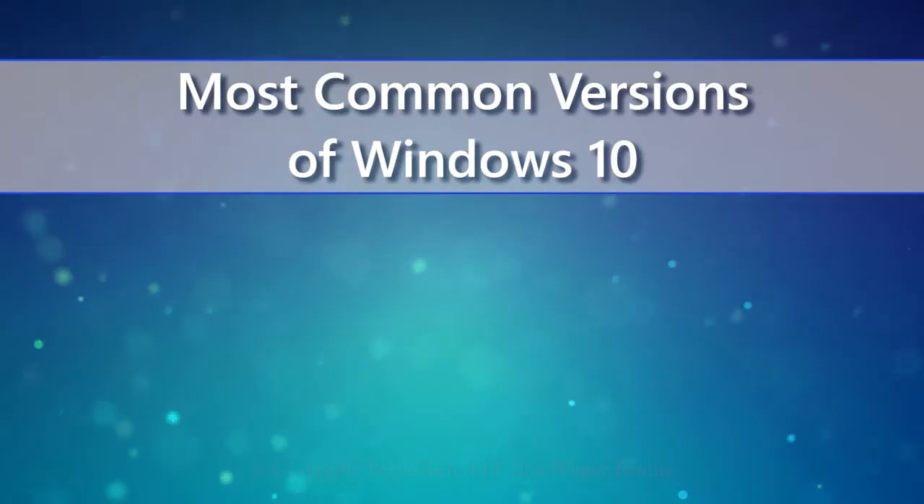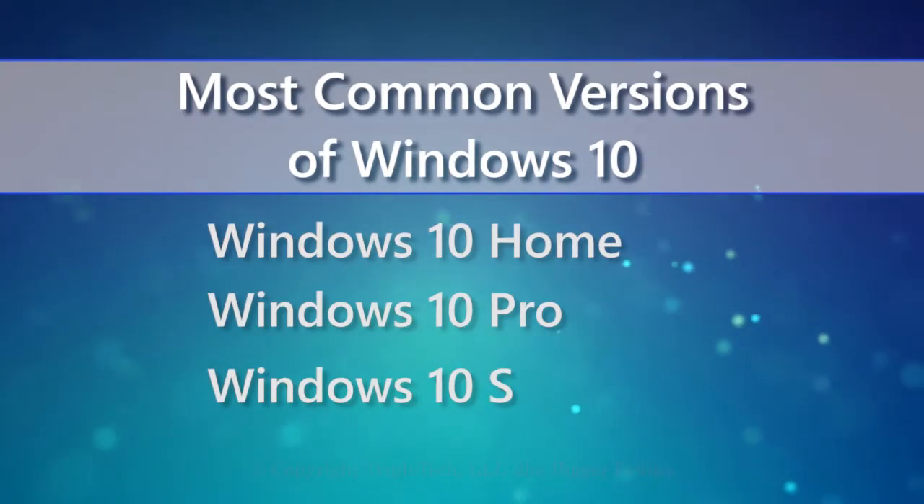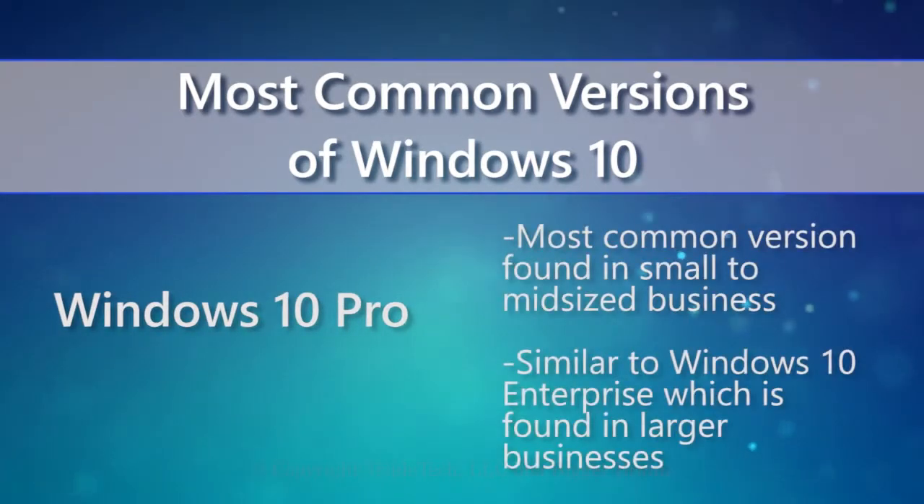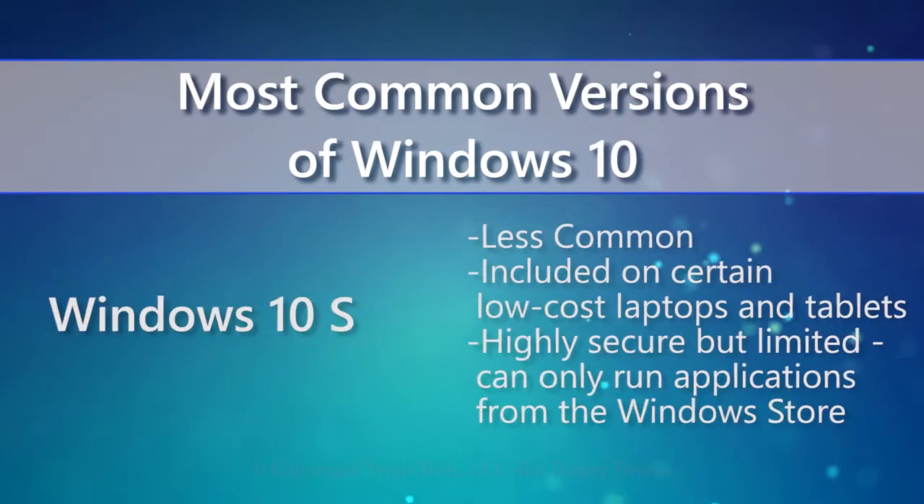While we're talking about the different kinds of accounts, let's also point out that there are different versions of Windows 10. The most common ones you'll see are Windows 10 Home, Windows 10 Pro, and Windows 10s. Business computers generally use Windows 10 Pro. Windows 10 Home is similar to Windows 10 Pro, except it is missing some security and management features that home users don't need. Windows 10s is less common and comes on certain types of laptops. It's a very secure but limited version of Windows 10. With Windows 10s, you can't install new applications except for ones you get from the Windows Store.